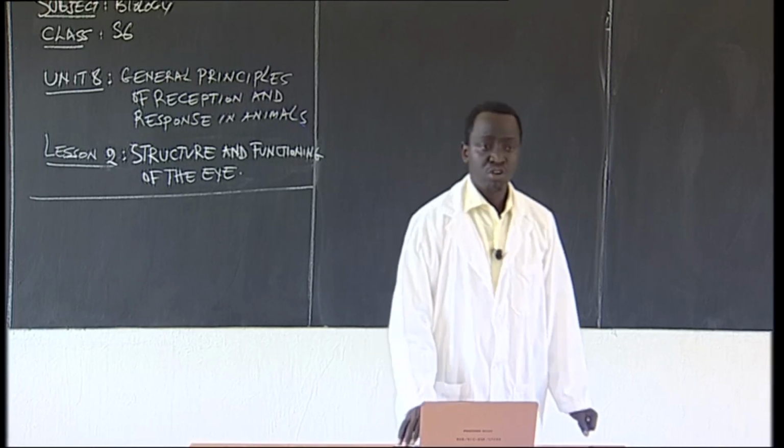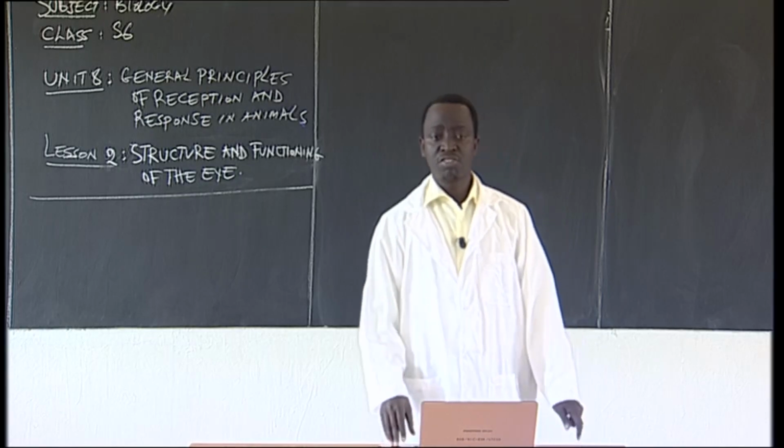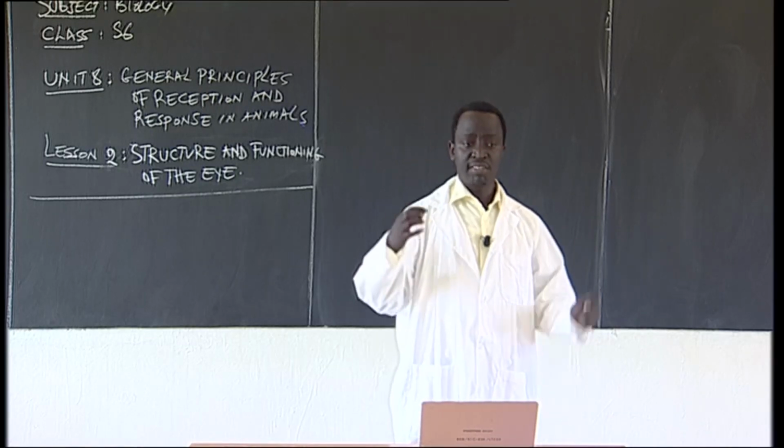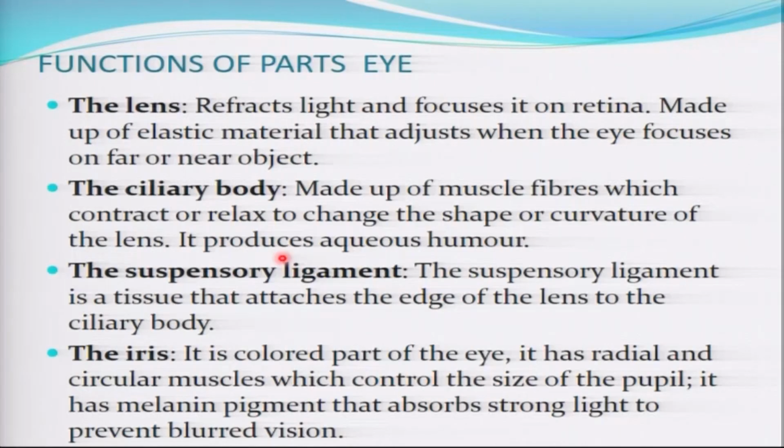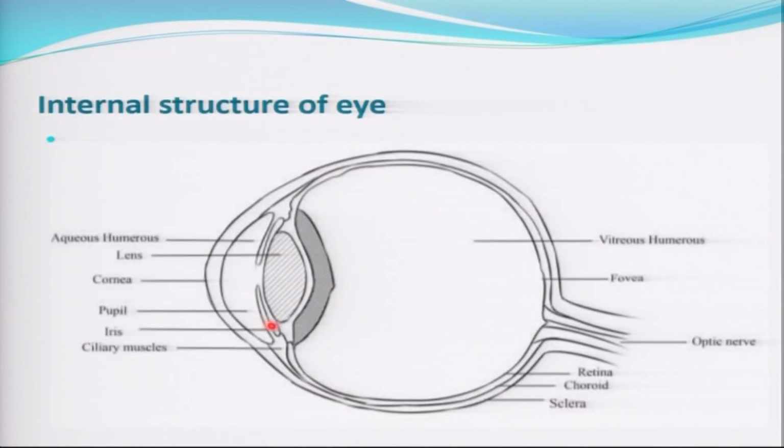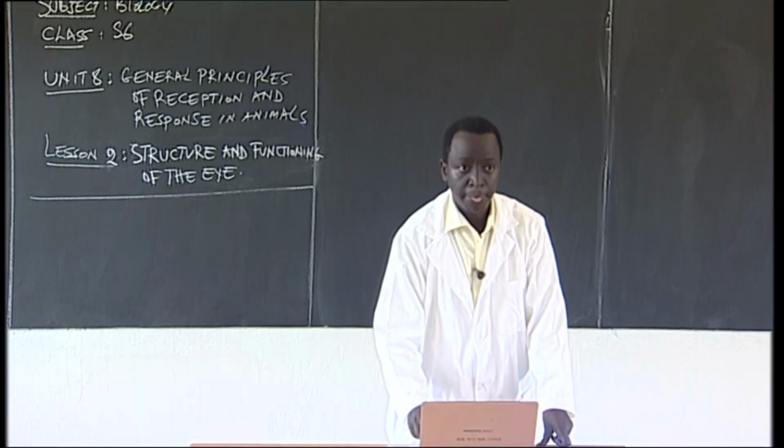So we have now what you call the suspensory ligaments. Suspensory ligaments are a tissue that attaches the edge of the lens to the ciliary muscles. They are here on this diagram. They are around here. Yeah. They also help to maintain the lens in a good position.